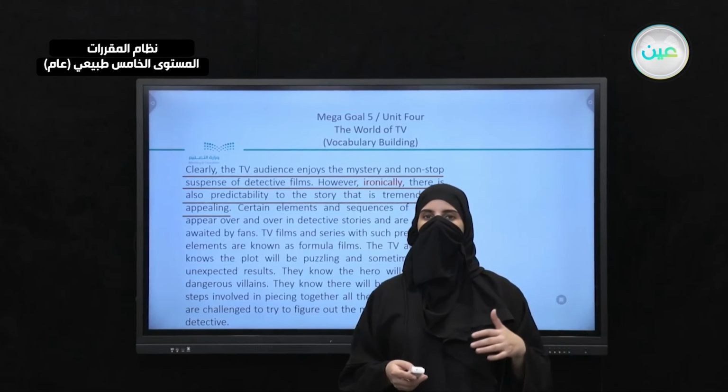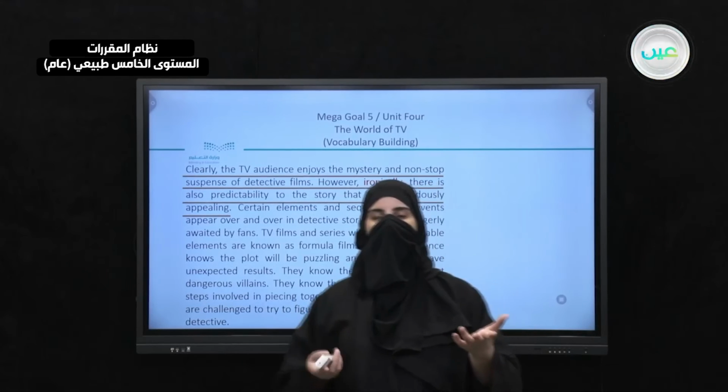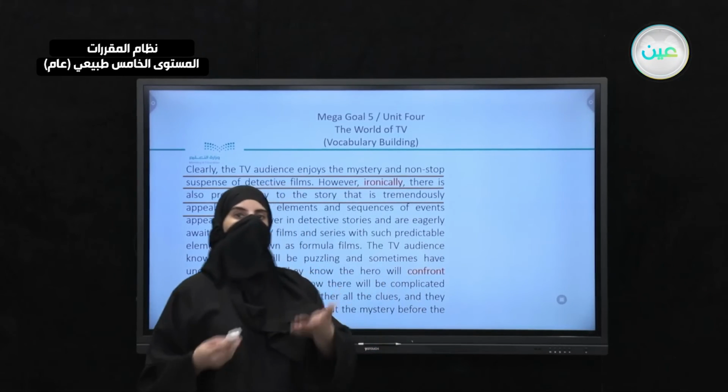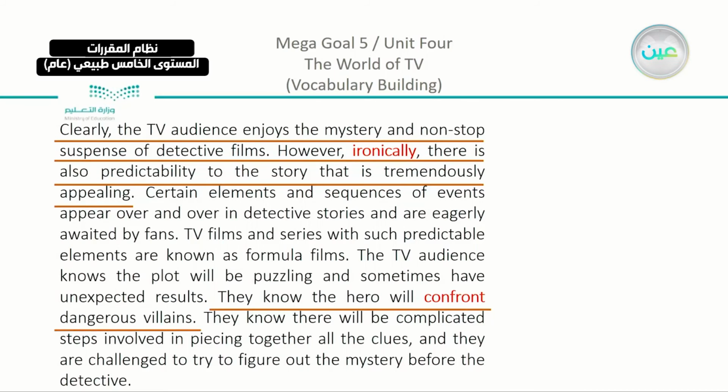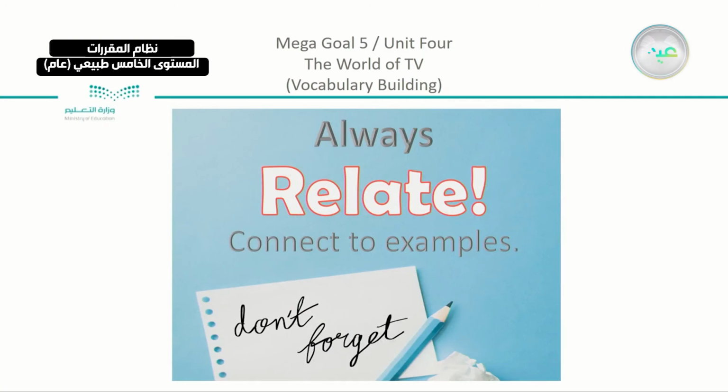Now, ironic here is something that doesn't appear as honest or sincere, or it's not the truth as it appears. So here we can say that it can express dry humor. It can be the opposite of sincere, as I said, or polite, because some people talk in an ironic way, or they speak ironically, which is not polite, and also it is not serious. Which goes back to our meaning, which shows that something is not as it appears.